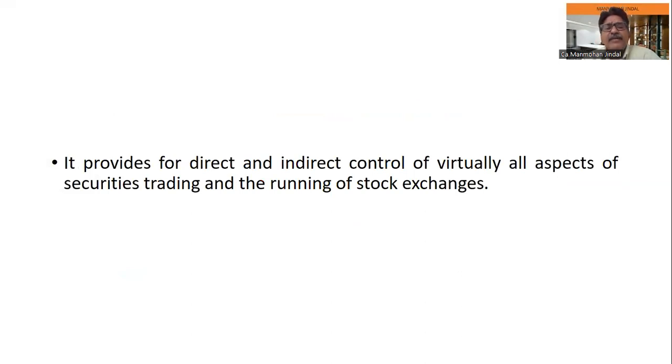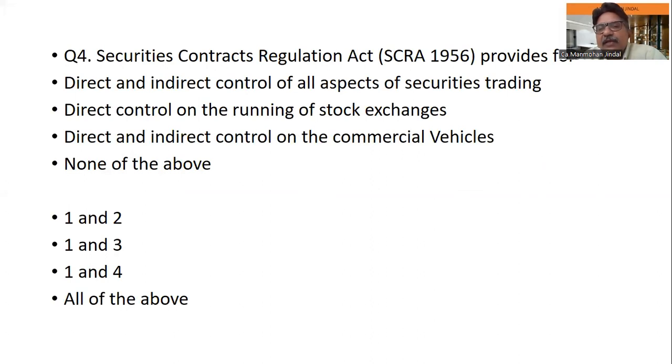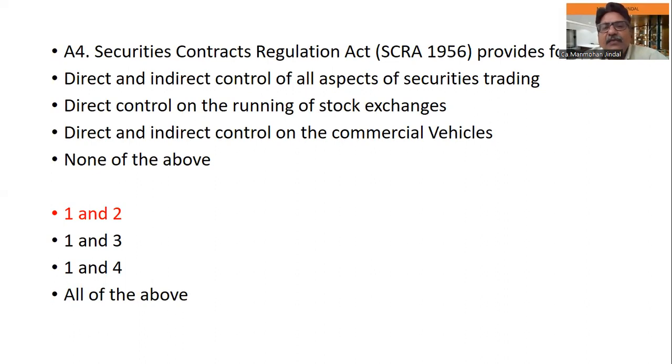Now, it provides direct and indirect control of virtually all aspects of security trading and the running of stock exchanges. So there is direct control over securities and security trading, and indirect control over the running of stock exchanges. A question may be like this: the Securities Contract Regulation Act provides for direct control of all aspects of securities trading, or direct control and control on commercial vehicles. This is a useless option put in here. So which one? None of the above. We know the answer is 1 and 2. I am sorry, here the answer will be only 1.